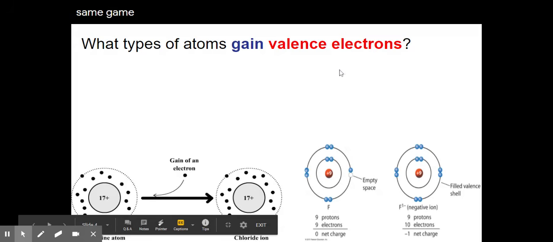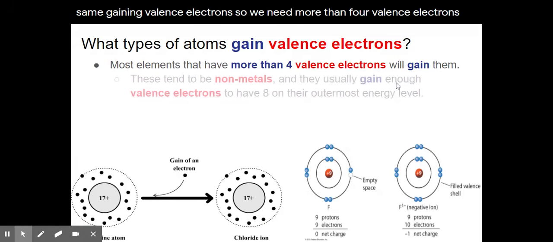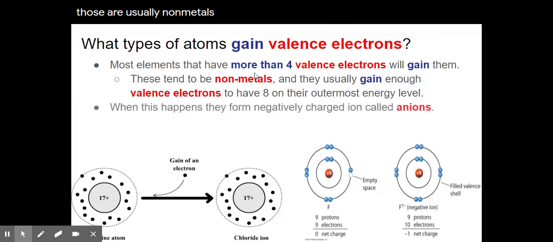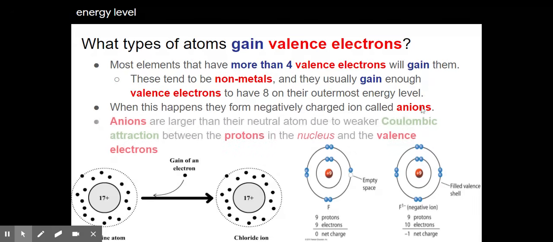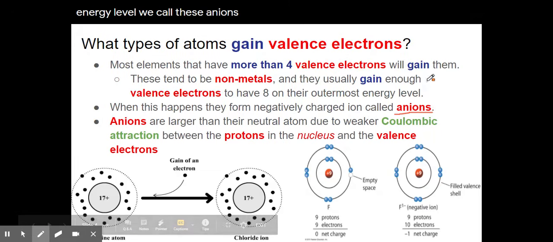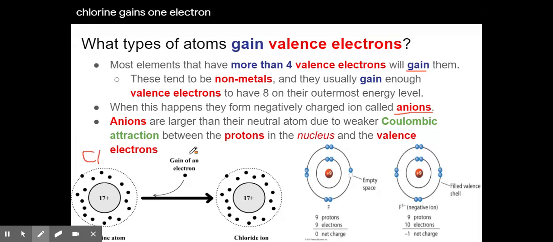Now, gaining valence electrons. So we need more than 4 valence electrons. Those are usually nonmetals, and they'll gain enough to have 8 on their outer energy level. We call these anions. So anions gain. Here we had an example of chlorine, which gains 1 electron to have 18 in total.